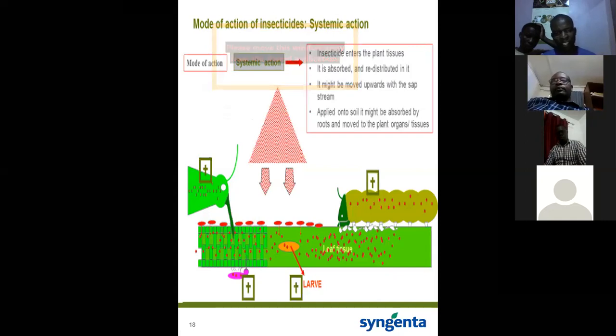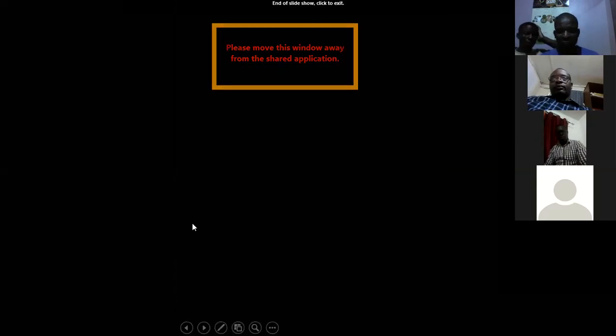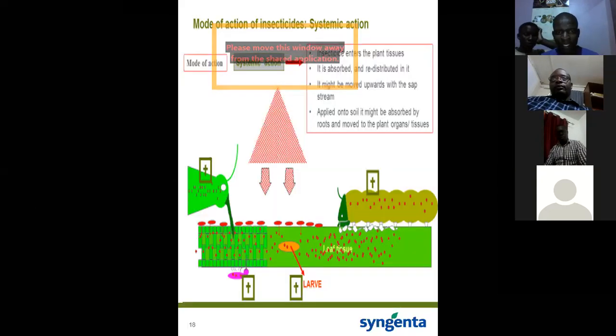So when we talk about a systemic chemical, you spray it on top of the leaf and it will be absorbed into the system, as you can see here. So if a pest wants to suck, or it has pierced the leaf, it will suck the chemical inside there. Thereby, at the end of the day, this insect will be knocked down. So this is what is meant by systemic action.